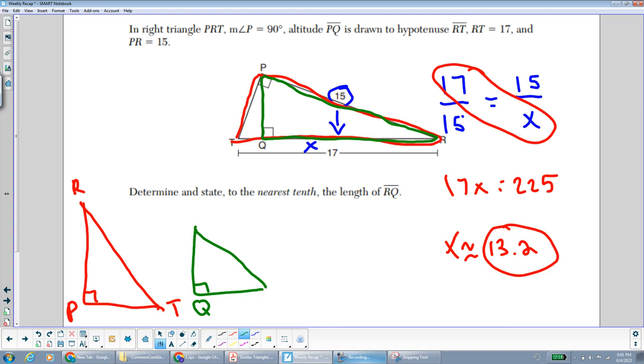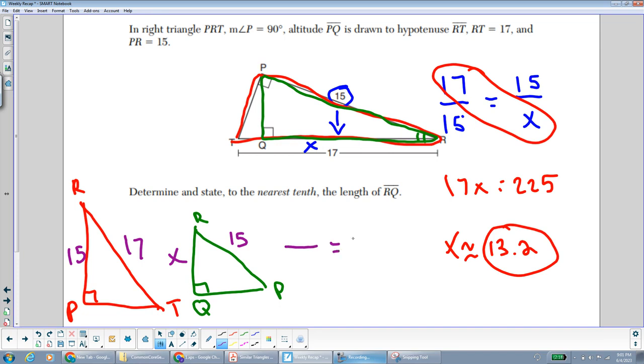The big red triangle and the smaller green triangle share angle R, so angle R has to correspond to itself. If angle R is over here in the big triangle, angle R has to be here in the small triangle. And that leaves this point to be P. So now if I relabel the triangle, PR is 15. Oh, sorry, TR is 17. And we are looking for QR.